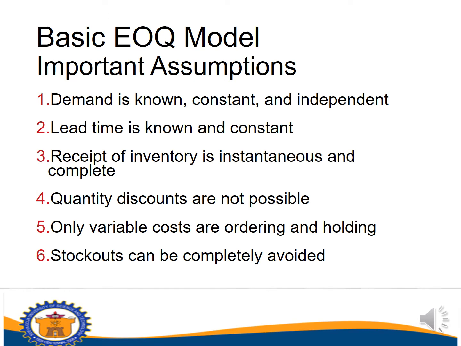Now, let's talk about basic EOQ model or economic order quantity model. This model has important assumptions. First, demand is known, constant and independent. Second, the lead time is known and constant also. Third, receipt of inventory is instantaneous and complete. Fourth, the quantity discounts are not possible. Fifth, only variable costs are ordering and holding. Sixth, stockouts can be completely avoided.